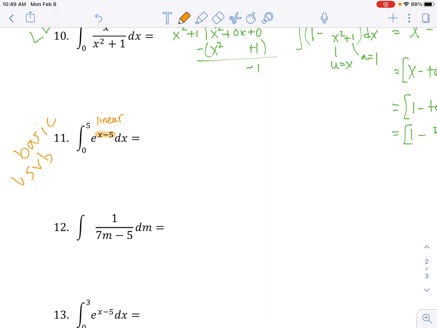Okay, so we know that e to a power, its antiderivative is e to a power. So this is going to be e to the x minus 5, and then we're going to divide by the derivative of the inside, which is 1. So that is e to the x minus 5. And then we have to evaluate that from 0 to 5 because we never changed variables. So we're evaluating that at x equals 0 and x equals 5. Okay, so that would be plugging in 5, that's e to the 0, minus e to the negative 5, right?